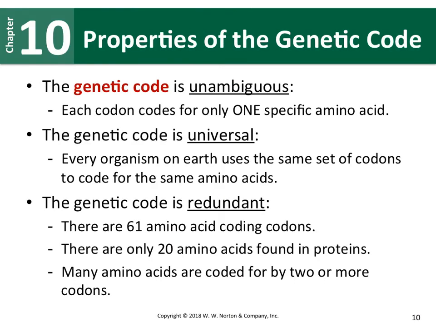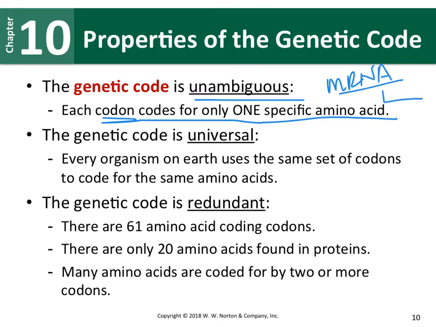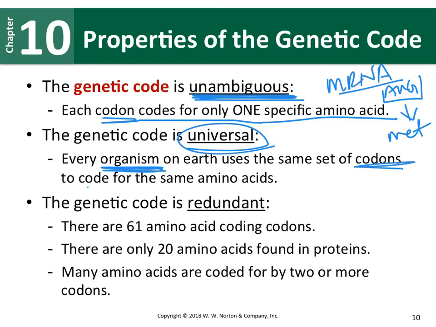Okay, genetic code. It's unambiguous. Each codon codes for one specific amino acid, right? So any triplet codon in the mRNA, like AUG, is always methionine, never anything else. Not ambiguous. The genetic code is universal. That means every organism on Earth uses the same set of codons for the same amino acids. Almost. There are some weird exceptions out there that don't.